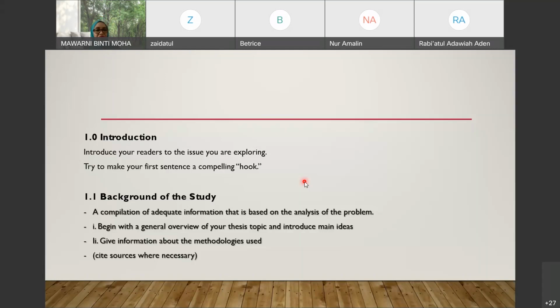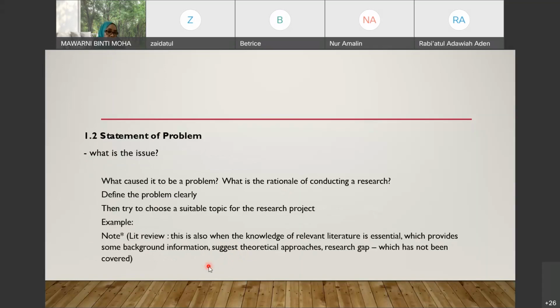That is why you need to introduce in each of the chapters. You will not be going around here and there, but by highlighting and focusing on the topic, it will keep you on track, right? Okay, number two, give information about the methodologies used, because in the background you are giving them an overview of what you're going to do. In-depth information, of course, will be discussed later in the chapters that come after that. And cite sources where necessary. Sources are very important.